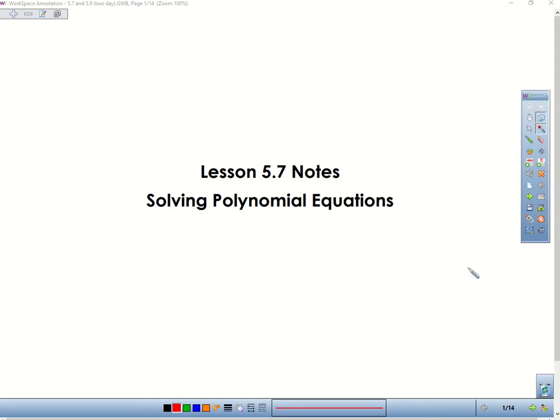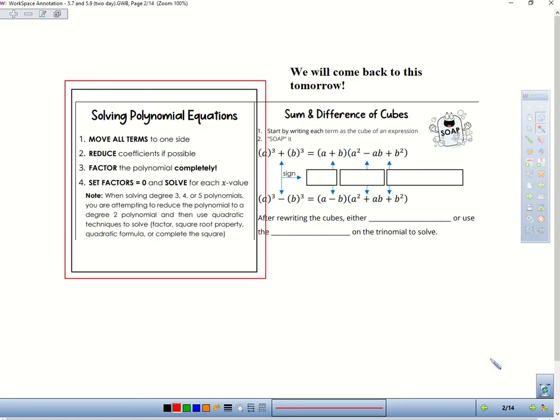Alright, so today we're going to be doing most of 5-7, solving polynomial equations. When I say half, it's not exactly half, and I'll show you where we're going to leave off. It's just a certain section of it. So we are going to focus on solving polynomial equations, and then tomorrow we're going to deal with the difference in sum of cubes. That's something that's a completely new topic, so I want to do it on a day we have a little more time.